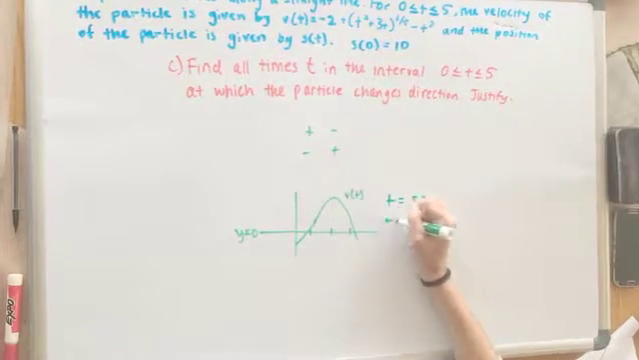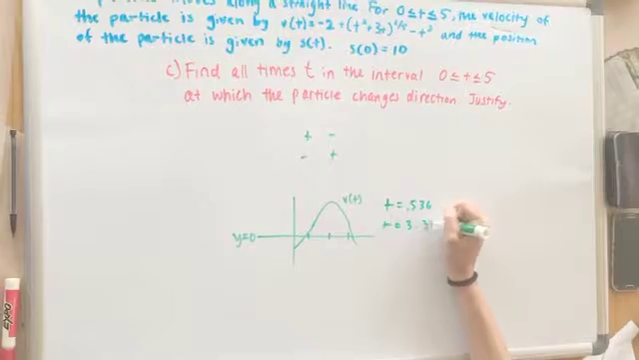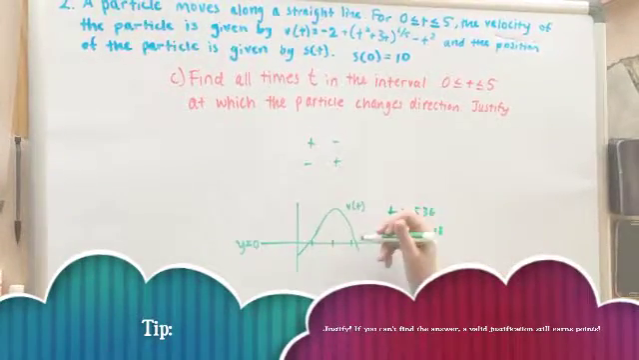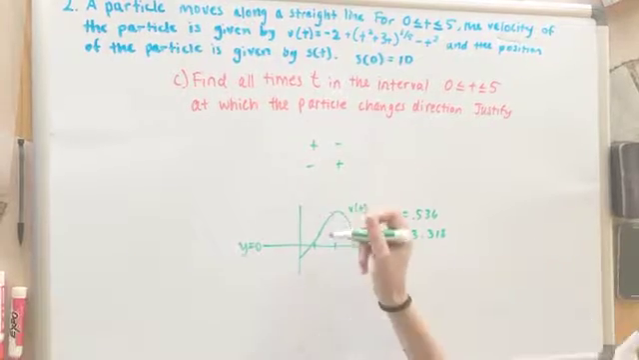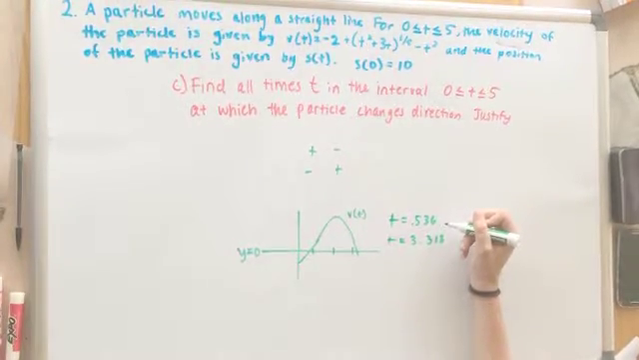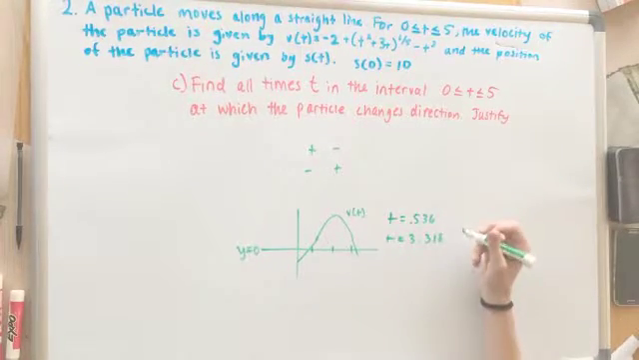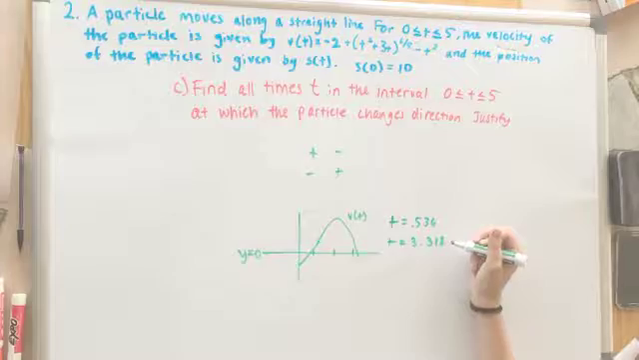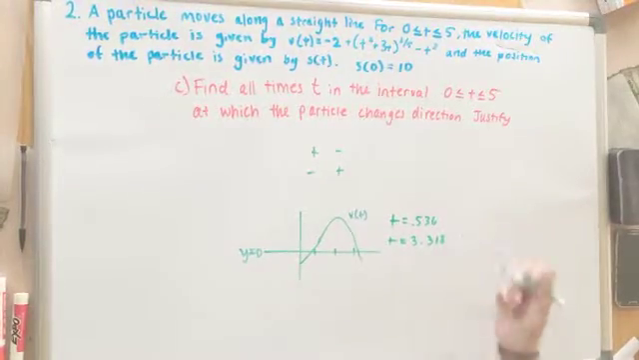at t equals 0.536 and t equals 3.318. And we need to justify our answer. So this sketch of the graph shows the velocity going from negative to positive at t equals 0.536 and from positive to negative at 3.318. So that's why the particle changes directions at these spots.